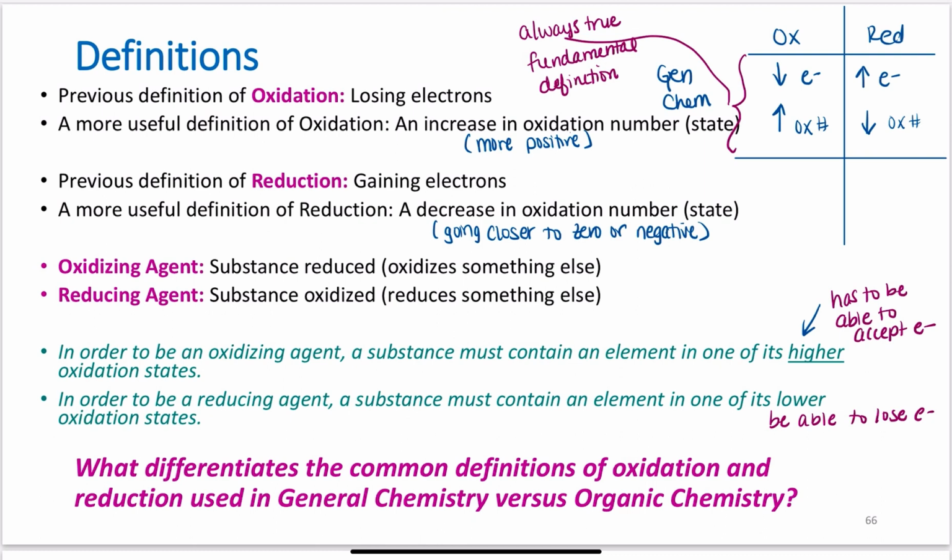This is the fundamental definition of oxidation reduction. In organic, though, they are going to say that oxidation is an increase in oxygen content, a decrease in hydrogen content. Reduction is a decrease in oxygen content, an increase in hydrogen content. It's not wrong. They're just not focusing on the electrons. So you will see that difference when you get to organic, and I just want you to understand they are saying the same thing. We're just saying it from a different perspective.